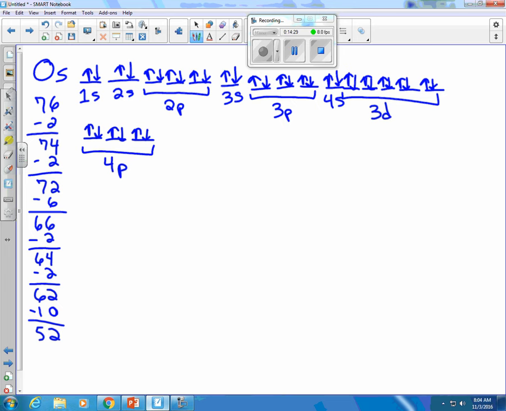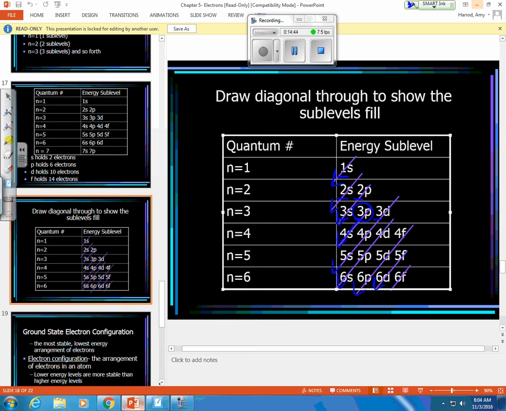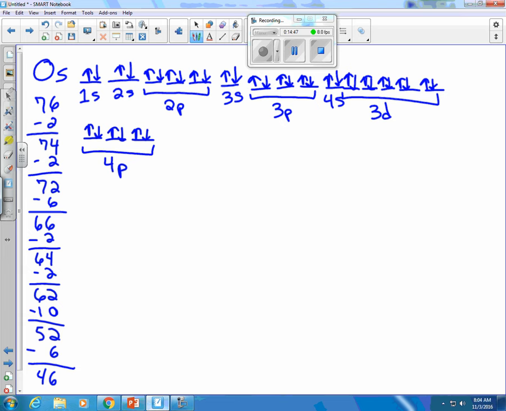Remember, Hund's rule is the one that says you have to put 1 in each bed first, and the Pauli exclusion principle says you have to go back and pair them up in opposite spins, opposite directions. Just use 6 more, I'm down to 46. All right, I just used 4P. I'm at 5S now if I follow my arrows. Put 2 in there, so I had 46. I'm going to take 2 away, down to 44.